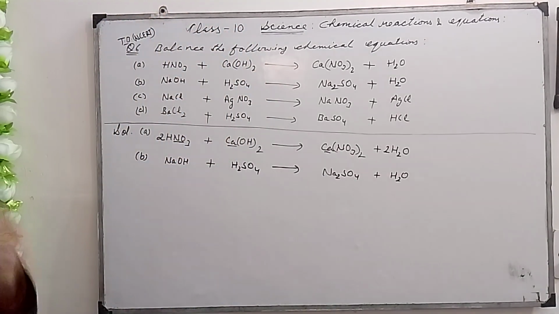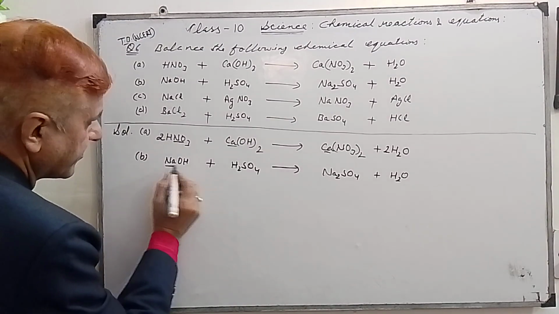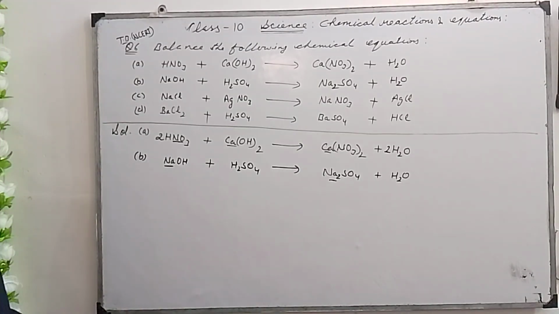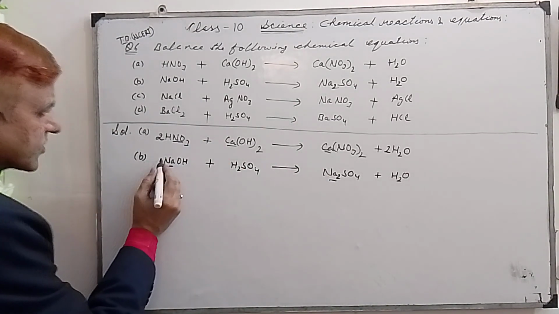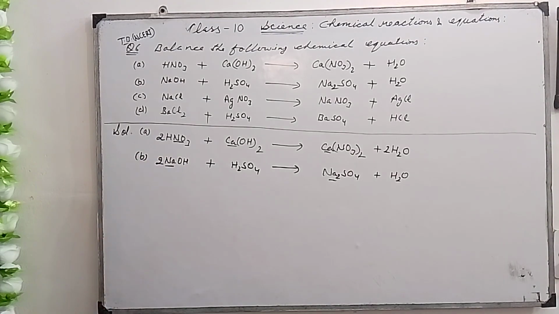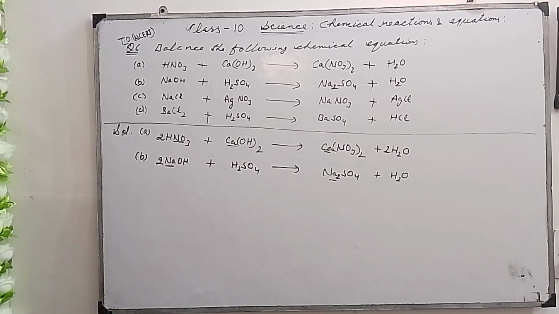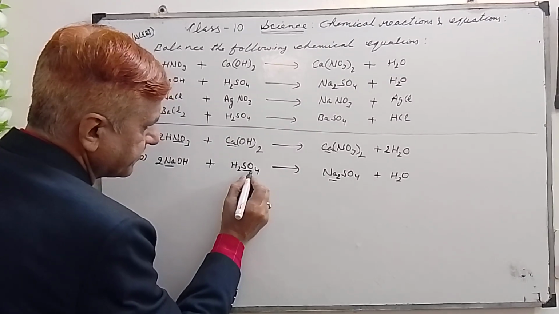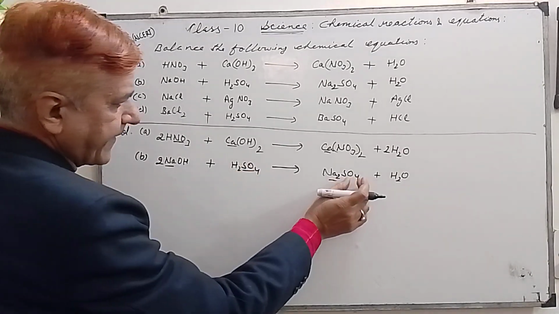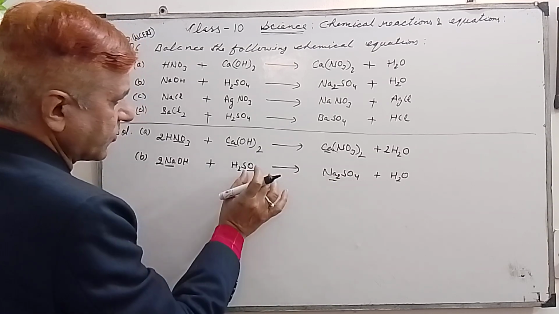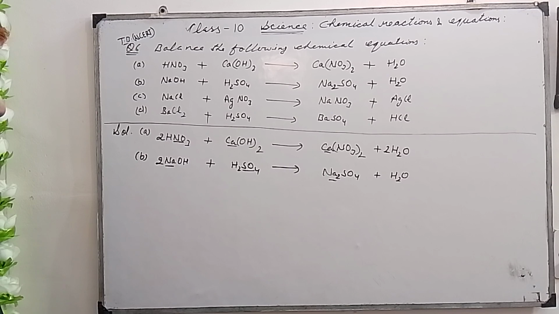Now again, my dear students, first of all we will balance the metal atom. The metal atom here is sodium. In products we have 2 atoms of sodium, and in reactants we have 1 atom of sodium. So we will multiply this by 2. So sodium got balanced. Now we have the sulfate group. 1 sulfate group here, and here also 1 sulfate. So sulfate is balanced.